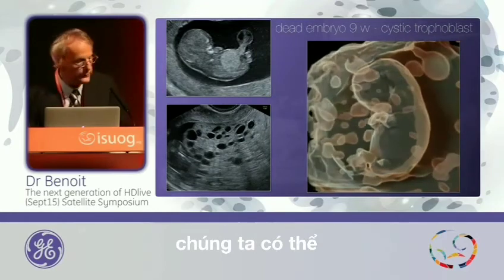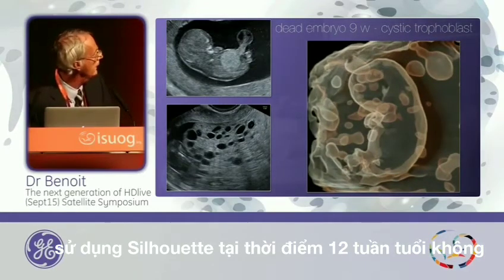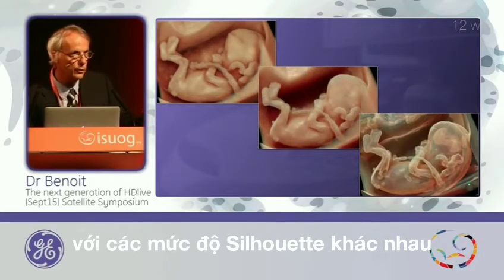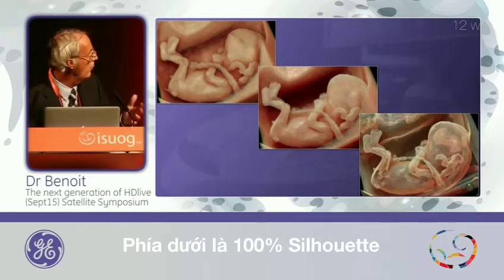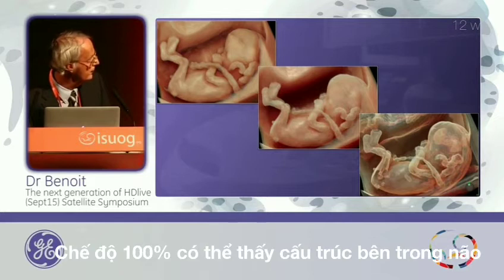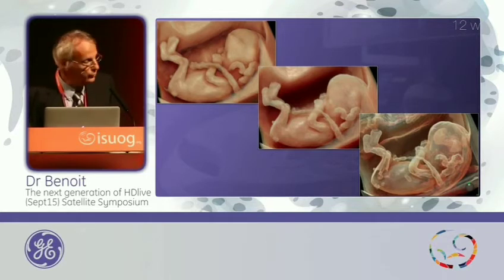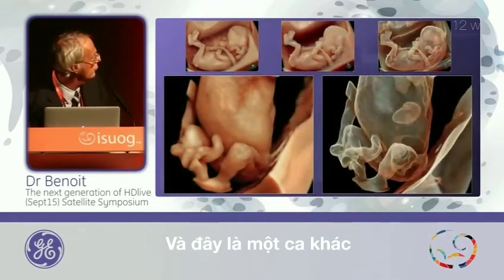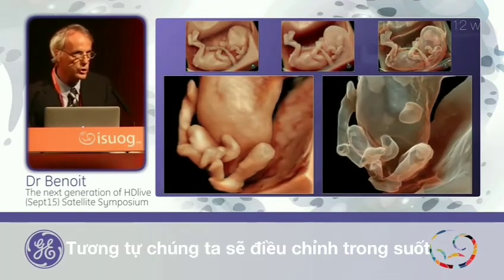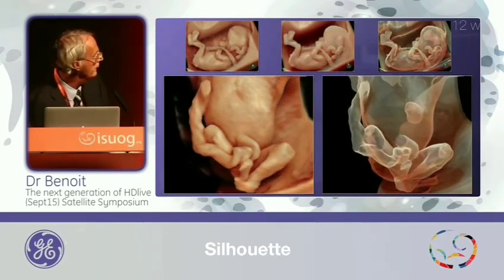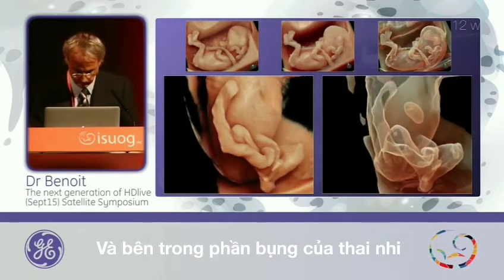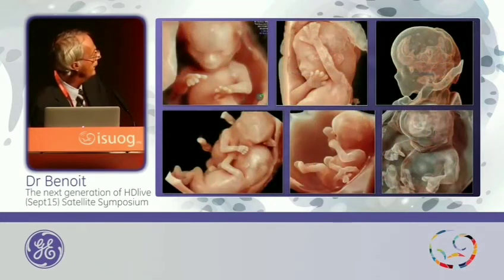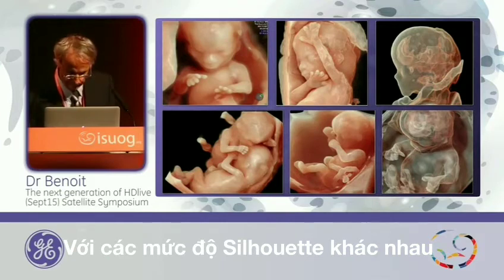Can we use it later at 12 weeks of pregnancy? Yes, you can see here different, this is HD Life, and this is with different level of silhouette. This is a maximum, this is around 50%. And with the maximum, you can see inside the brain, and also, look at this, you have the stomach and the bladder. And this is another one at 12 weeks of pregnancy, the same. We just change the transparency, the silhouette, and inside this abdomen, you can see the stomach. And here, some example of a normal fetus with a different level of silhouette.